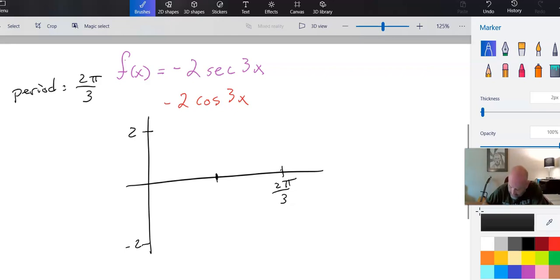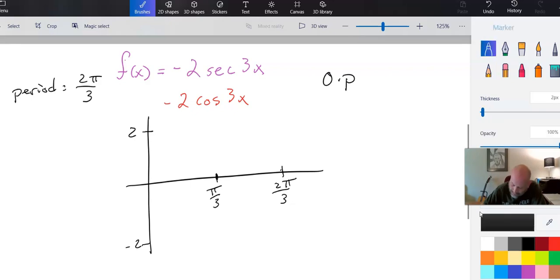If I want half of that, it would be pi over 3. Once you have the period, you can make it formulaic. To find your new points, it's 0 times the period, 1/4 times the period, 1/2 times the period, 3/4 times the period, and then 1 times the period.